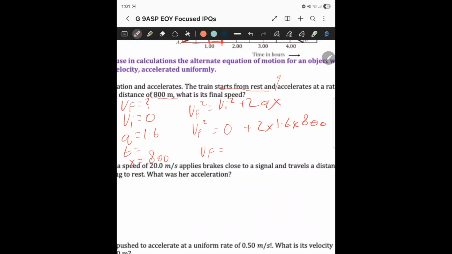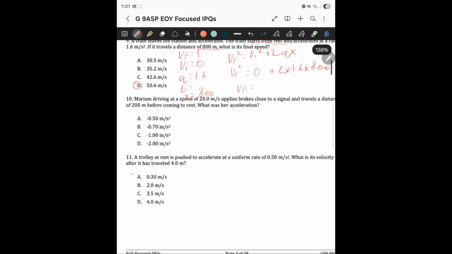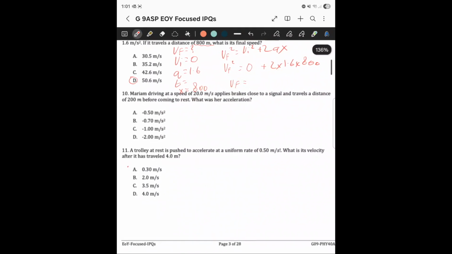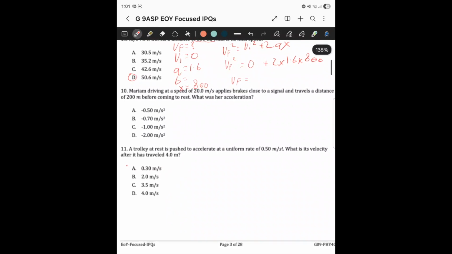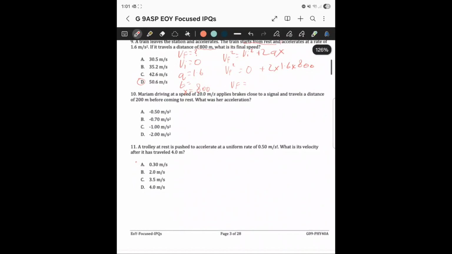Vf equals, let's go ahead and put that in, and the answer should be about 50.6. That leads me to right here, 50.6, very good. So Miriam's driving at a speed of 20, she applies a brake close to the signal and travels this distance. So let's see what that will end up being.